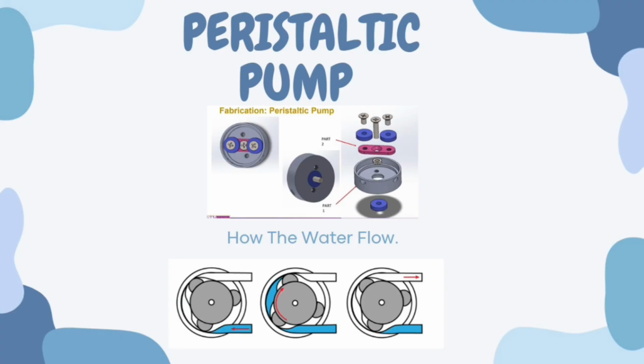The roller passes by and releases the pressure. The tube springs back into its original shape. This action creates a vacuum. The vacuum pulls fresh water into the inlet.